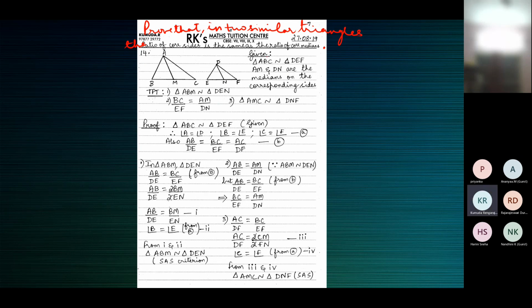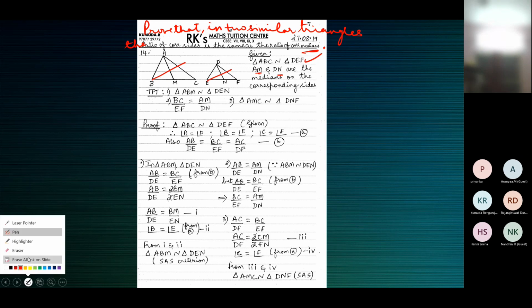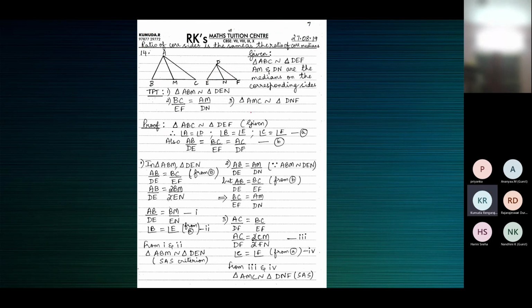So we are given that triangle ABC is similar to triangle DEF. This is given. AM and DN, because you'll have to prove that it's the same as the ratio of the corresponding medians. So you take up any two corresponding medians. If you take BM, then you should take EN here. So AM and DN are medians on the corresponding sides. We have to prove these results.